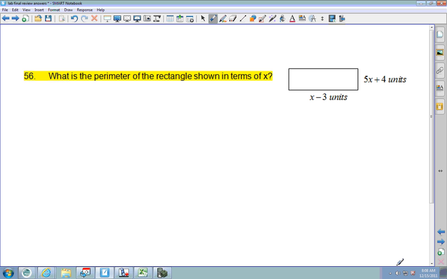Okay, number 56. What is the perimeter of the rectangle shown in terms of x? Perimeter means to add up all sides. So the biggest mistake is people will just add up and tell me it's 6x plus 1. What are they doing? If I say 6x plus 1, that's not right. All they did was add up these two right here. You can't do that. You have to add up all the sides. So I would go and label this x minus 3. This is 5x plus 4.